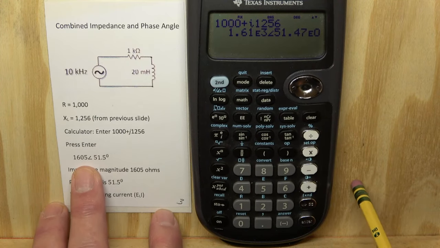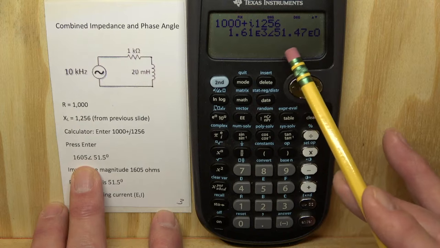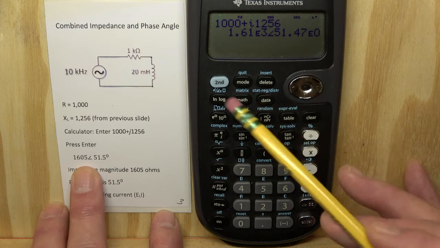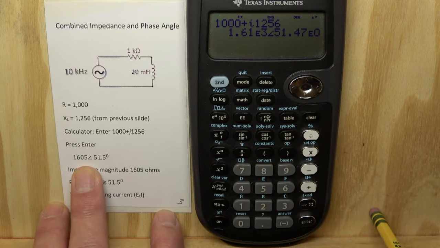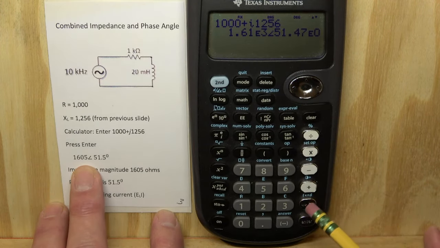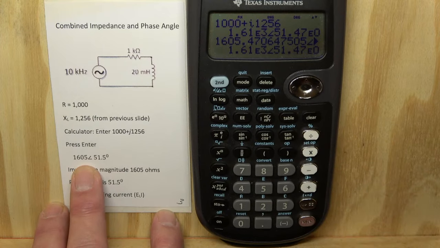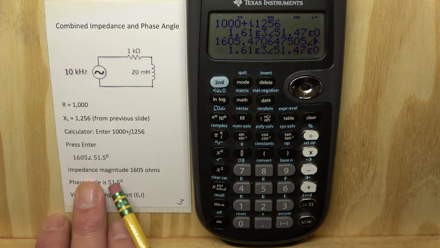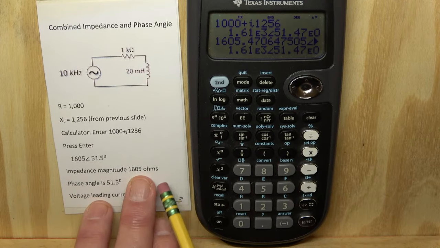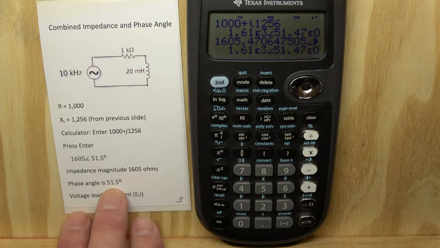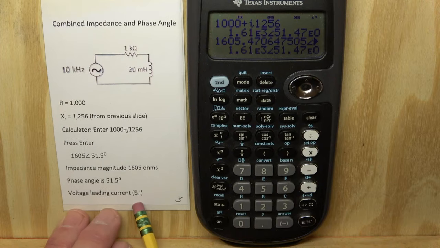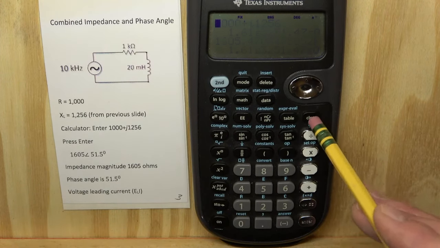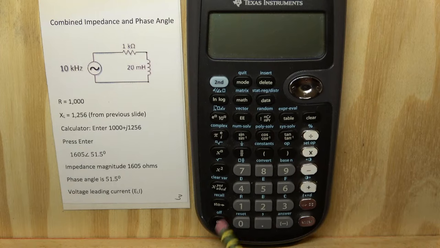We're looking for 1605. So the angle is coming out right, 51 degrees, 51.5. And it's showing 1.61, so if we move the decimal point three places, it would be 1610. If we hit the answer toggle again, there's the 1605. So the impedance magnitude is 1605 ohms. Phase angle, 51 degrees. And because it's an inductor, voltage is leading the current, or current is lagging the voltage. So there's a practical example of working one of those out.